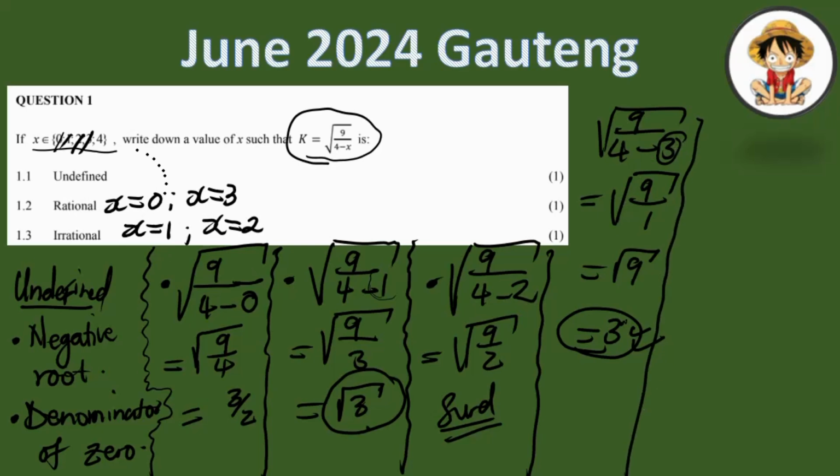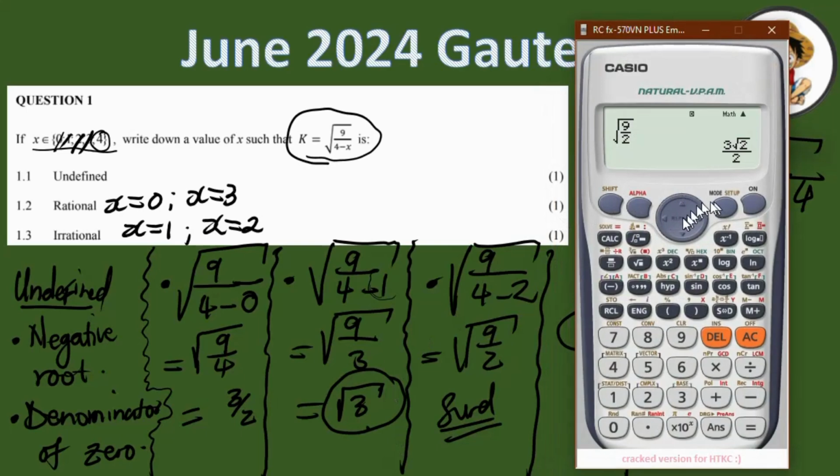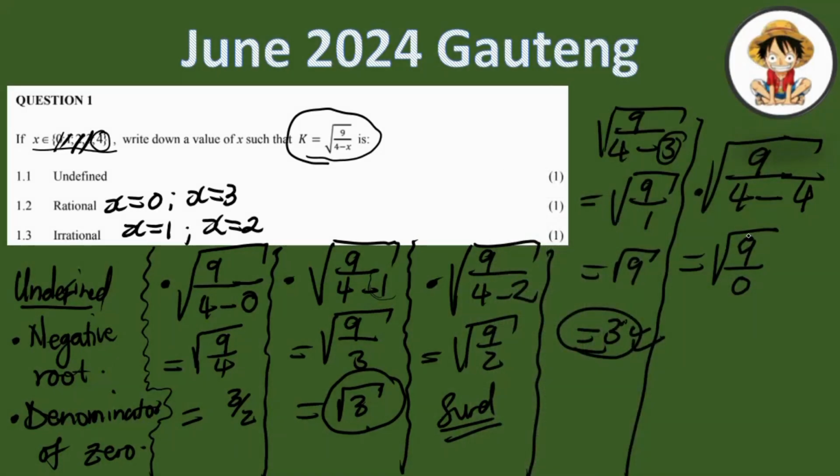Beautiful. Next part. I'm going to substitute 4 now. So I'm going to say the root of 9 over 4 minus, substitute what? 4. Right? This is going to give me now what? It's going to give me the square root of 9 all over 0. Now, if you put this on your calculator, the square root of 9 over 0, I put 0 here, then press the equal sign. You get what? Math error. So it means this is undefined. So basically it's saying now, if I substitute a 4, I'm getting undefined.